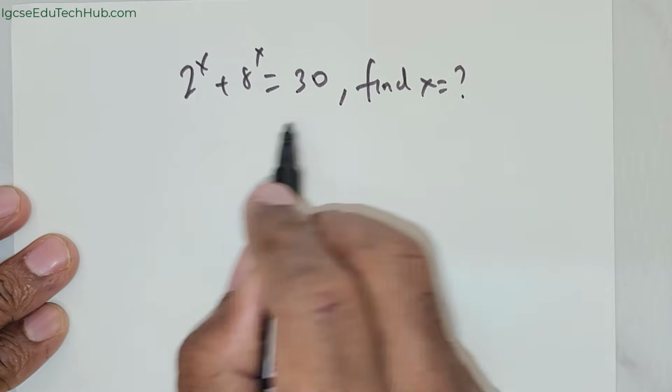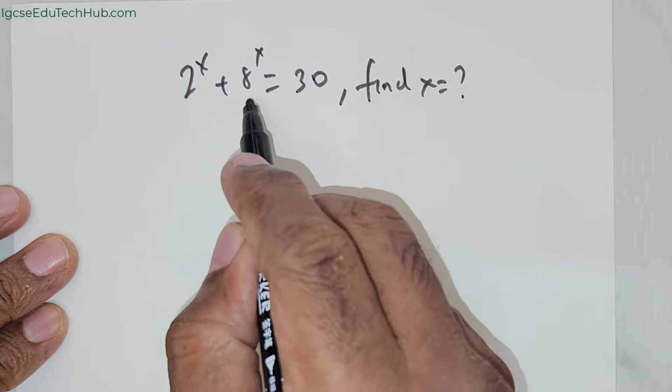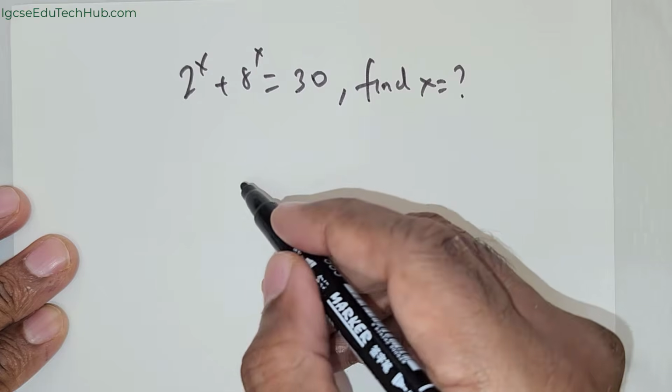Good day everybody. We are given this question: 2 raised to the power of x plus 8 raised to the power of x is equal to 30. We are expected to find the value of x.